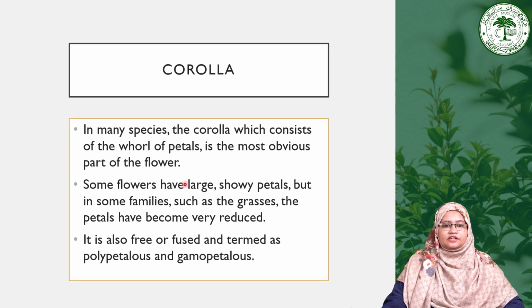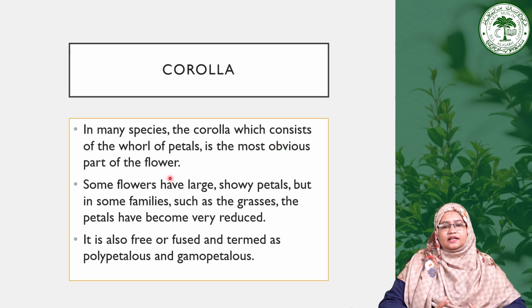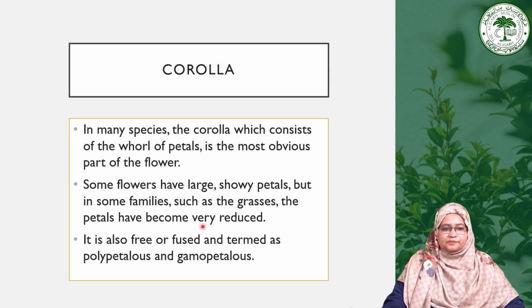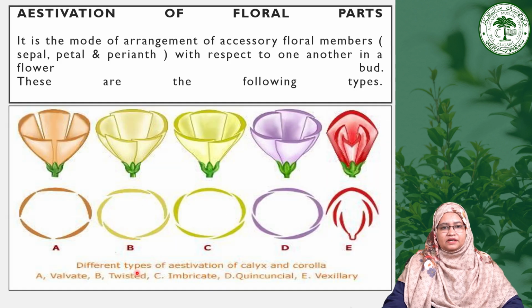Next to the calyx, there is the inner layer, which consists of the corolla, whose unit is the petals. All the color of a flower is due to the presence of its beautiful corolla or petals. Some flowers have very large showy petals, but in some families, like the grasses, the petals become very reduced or may be absent. So petals may be free or fused, and are termed polypetalous or gamopetalous accordingly.